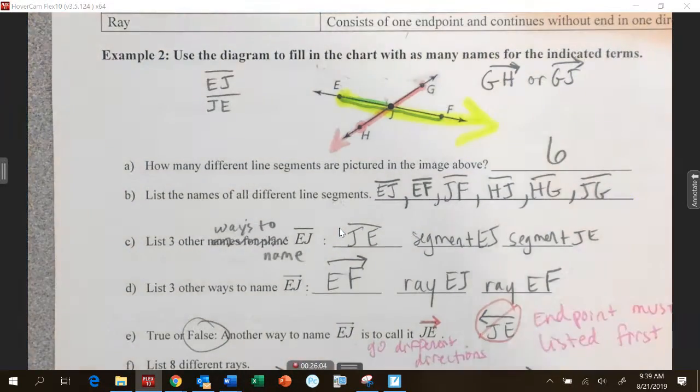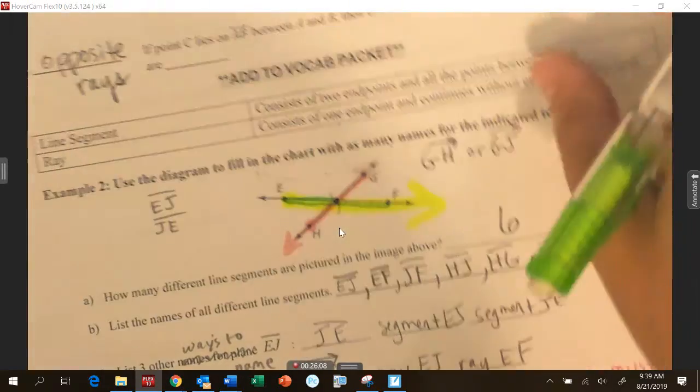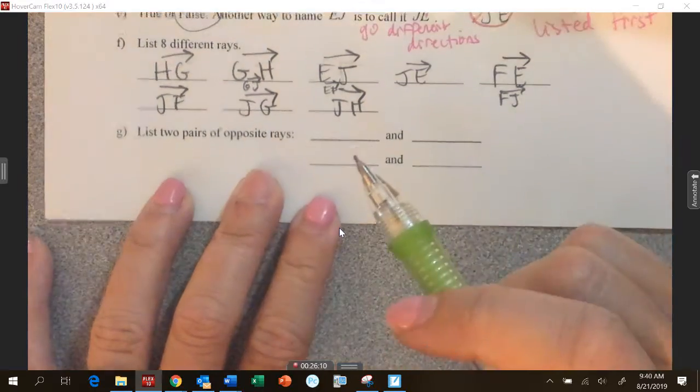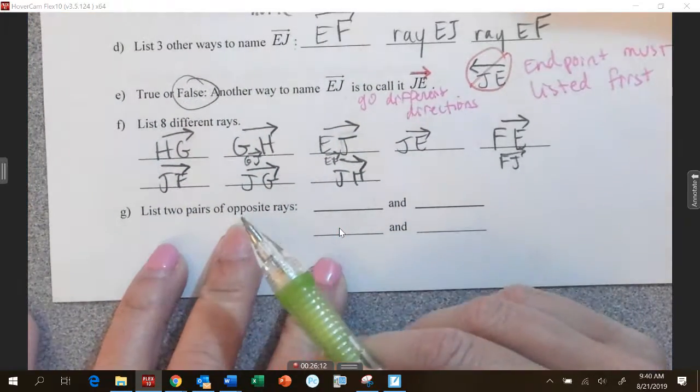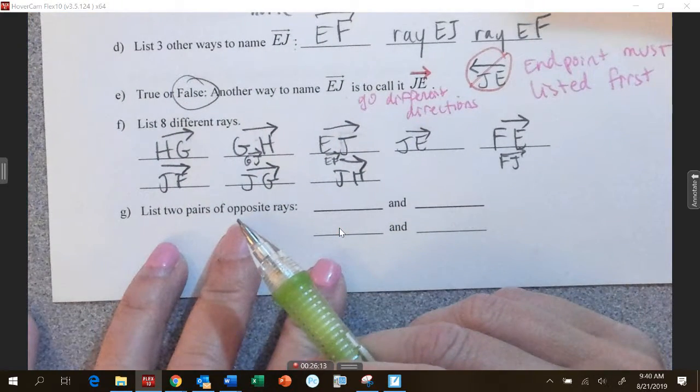Derek, you got any? Are you on a different page? Oh my gosh, what is happening? No, what is happening? That's not good.